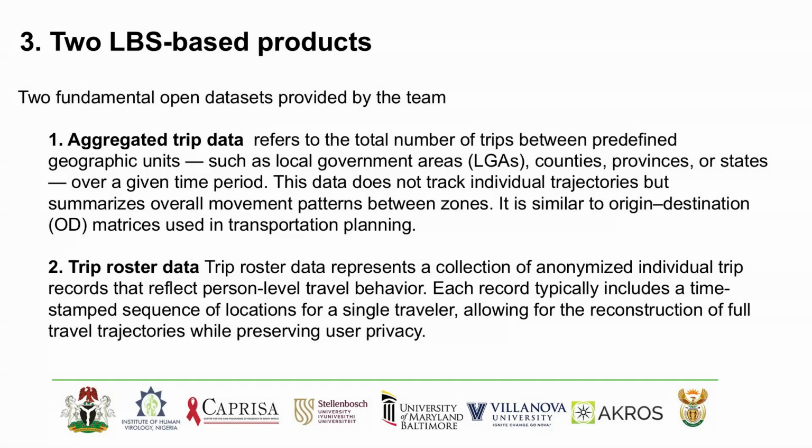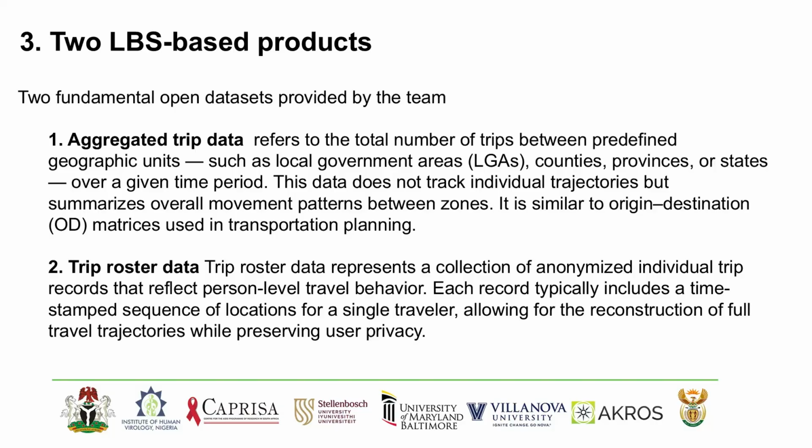Our team provides 2 fundamental data sets derived from LBS data. First is the aggregated trip dataset. This captures the total number of trips between predefined geographic units, like LGAs, counties, or states, over a certain time period. It doesn't track individual users, but it summarizes movement patterns between zones. This kind of data is very similar to the origin-destination matrices commonly used in transportation planning.